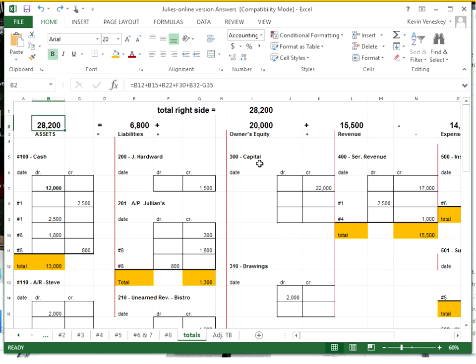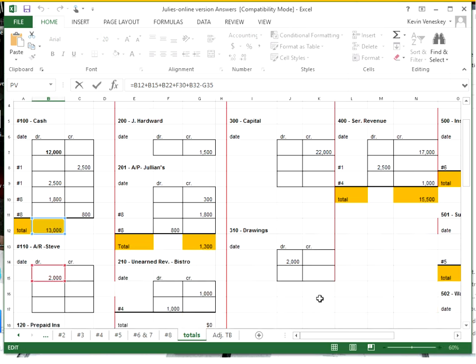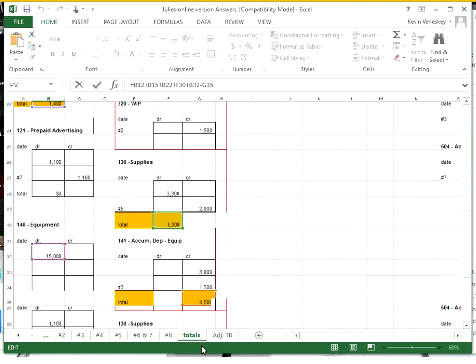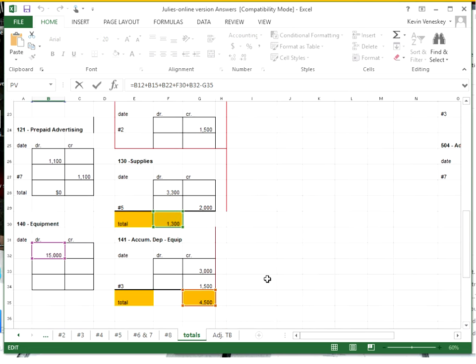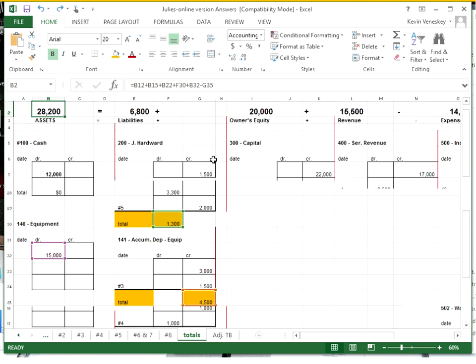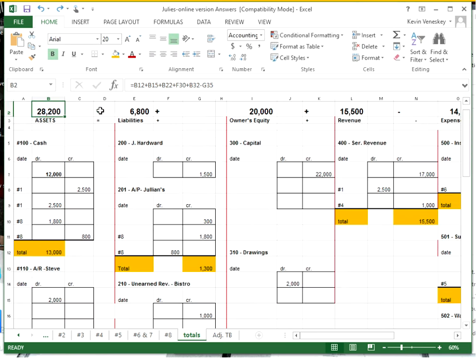And then the second thing I always want to do is add up all of my assets. So I add up my cash, my account receivable to Steve, all the way down through the equipment, and subtracting my contra account, the accumulated depreciation. And that gave me a $28,200 asset. And hopefully when I'm all done, this side of the equation will also equal $28,200.